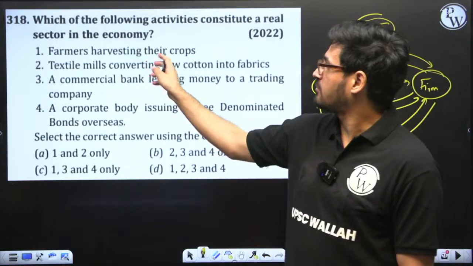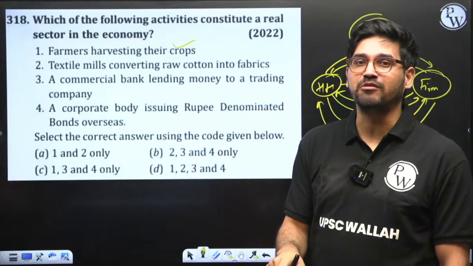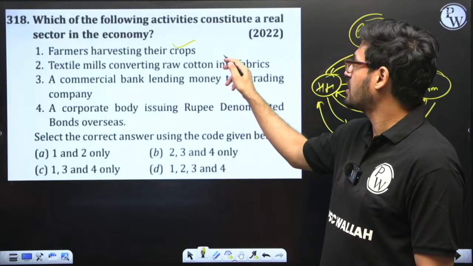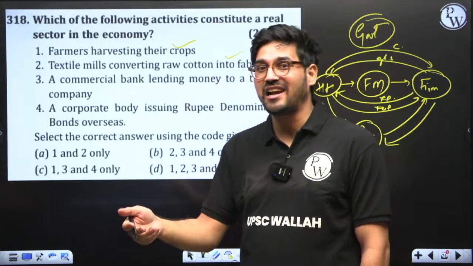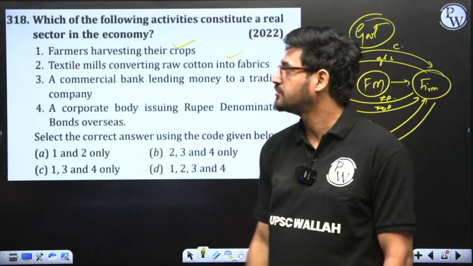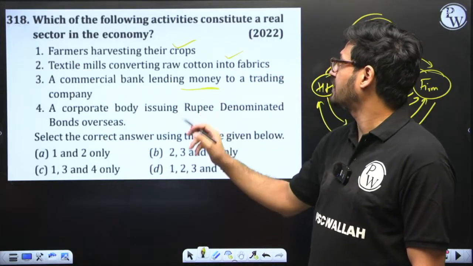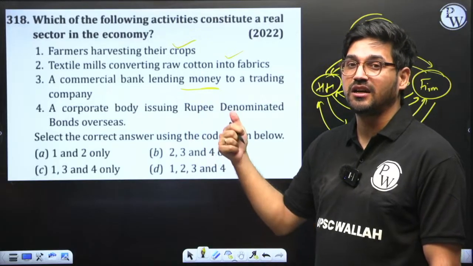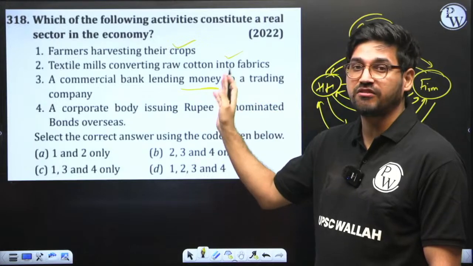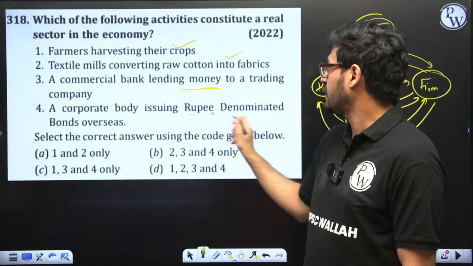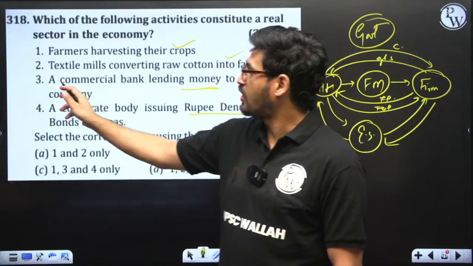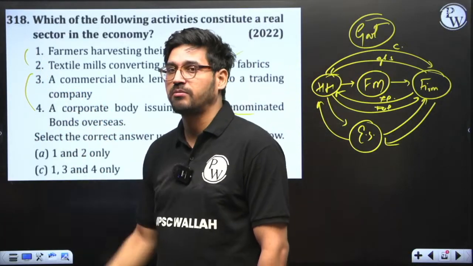Farmers harvesting their crops, you are talking about real output, therefore it's a part of the real sector. Textile mills converting raw cotton into fabrics, once again you are talking about real output being produced, actual goods or services, therefore it's a part of the real sector. A commercial bank lending money to a trading company, this is a loan. A loan is a financial instrument, a part of the financial sector. A corporate body issuing rupee denominated bonds overseas, once again a financial instrument. So two of them are part of the financial sector, two of them are part of the real sector.